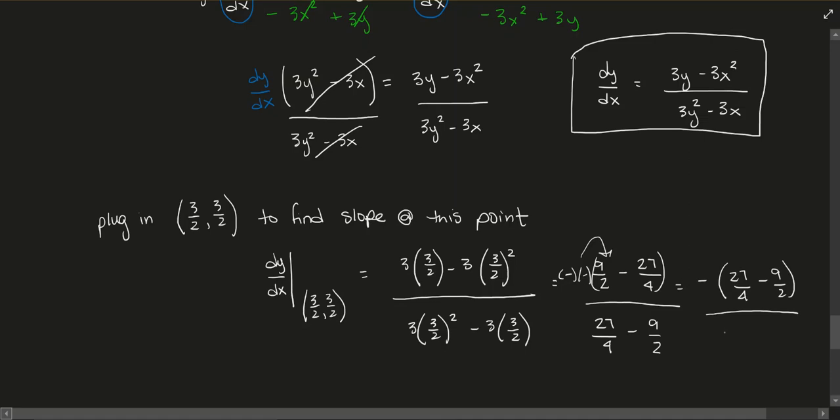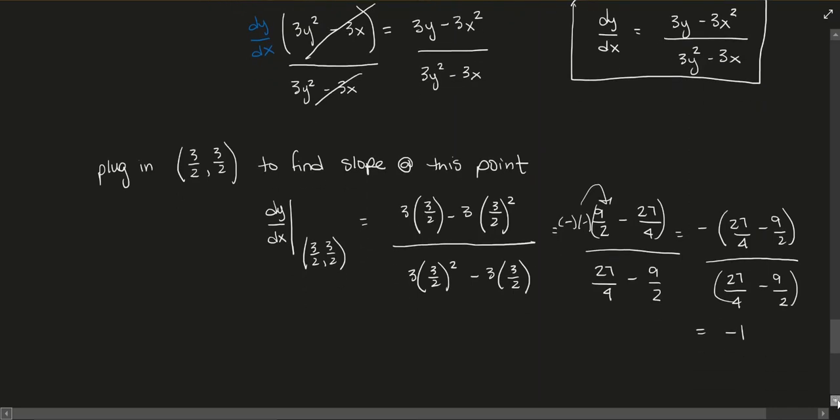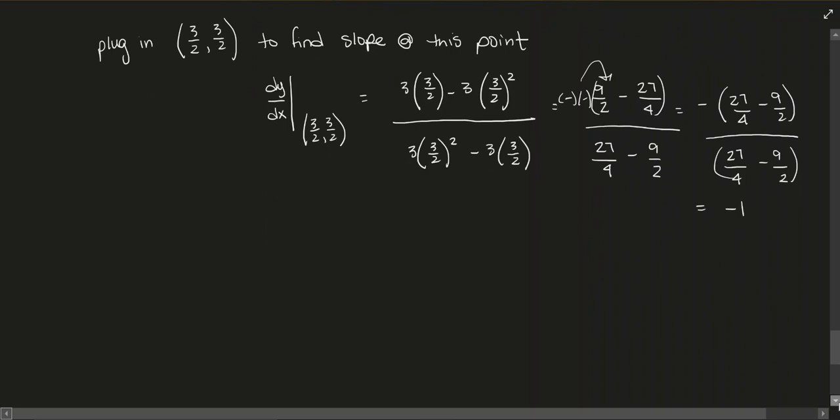And at this step, if we remember that anytime you divide a number by itself, it's equal to 1, we can see that 27/4 minus 9/2 divided by 27/4 minus 9/2 is equal to 1, but we've got a minus sign here. So this will simplify to -1. If you want, you can plug that into a calculator, find that it simplifies to -1, but sometimes it's useful to see these handy little tricks that allow us to calculate things quickly without using a calculator or finding a common denominator. Okay, so we have our slope, and that's the only thing that we needed to find the equation of the tangent line.